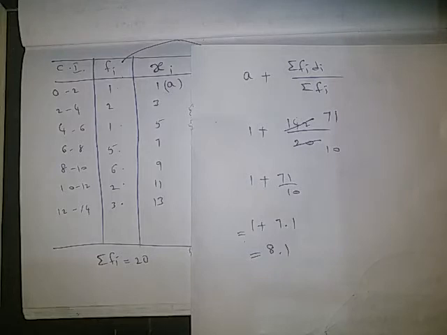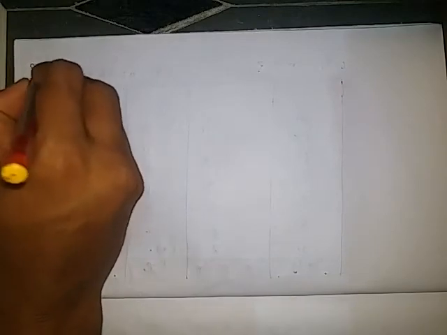Now let us move to the next method, that is the step deviation method. Let us solve the step deviation method. Again the first two columns are the same. Those are class interval and frequencies. The class intervals are 0 to 2, 2 to 4, 4 to 6, 6 to 8, 8 to 10, 10 to 12, 12 to 14. Then frequencies are given as 1 to 15, 6 to 3.